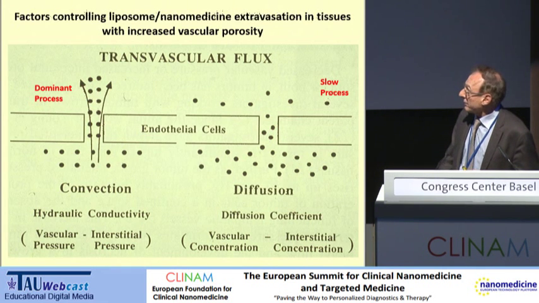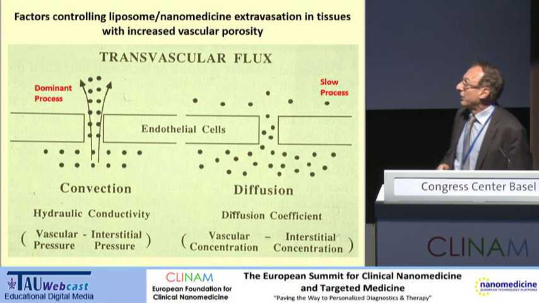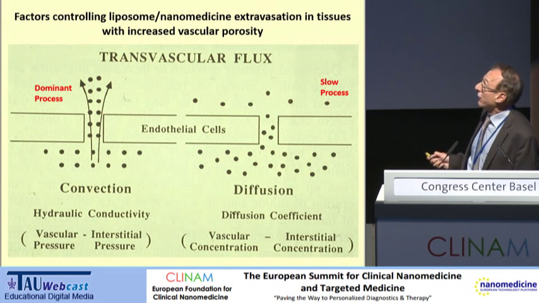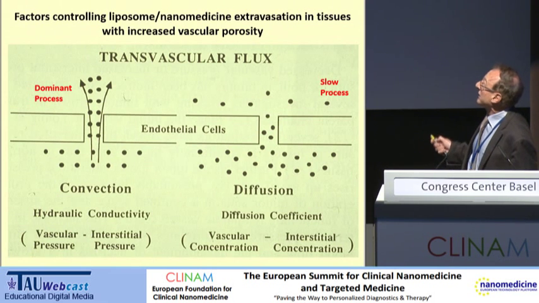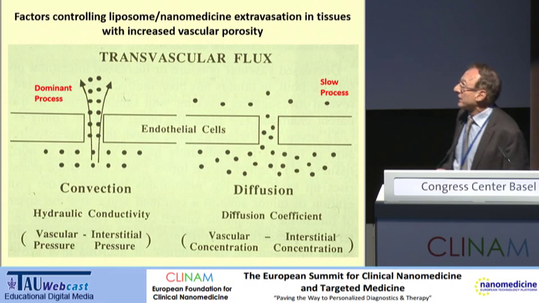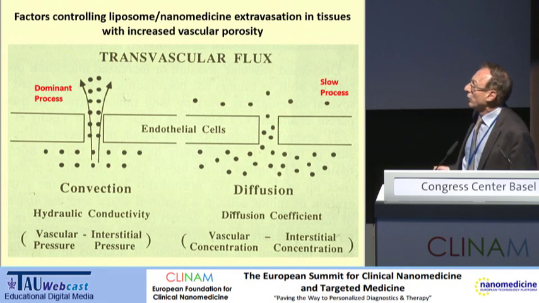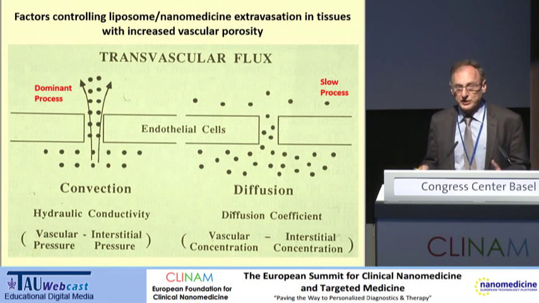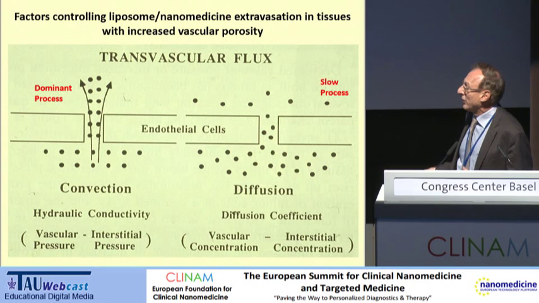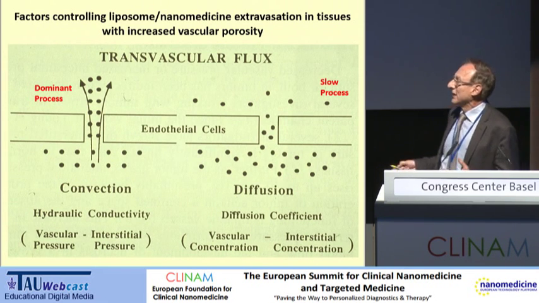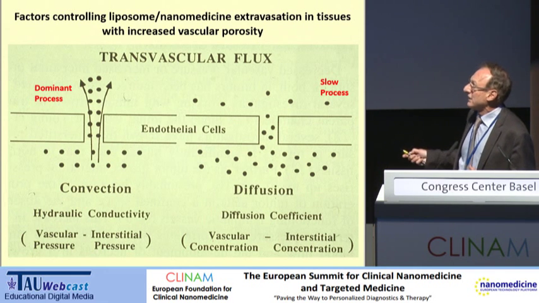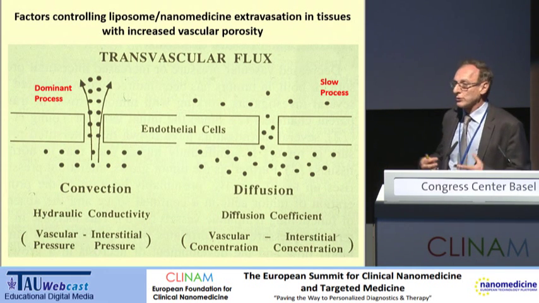And the processes that are encountered when we look at the efflux of liposomes or nanoparticle extravasation in tissues with increased vascular porosity are of two kinds. One is the convection process, which is really a dominant process for these nanoparticles. And it is really the gradient that you get between the intravascular pressure and the interstitial pressure in the tissue.